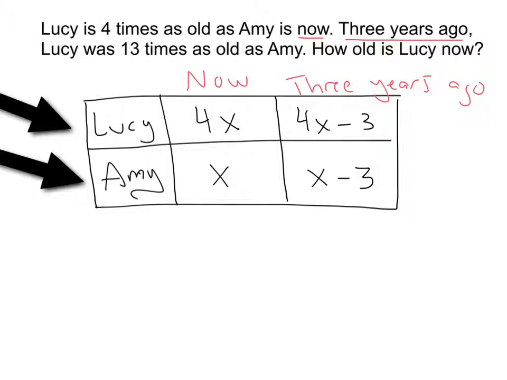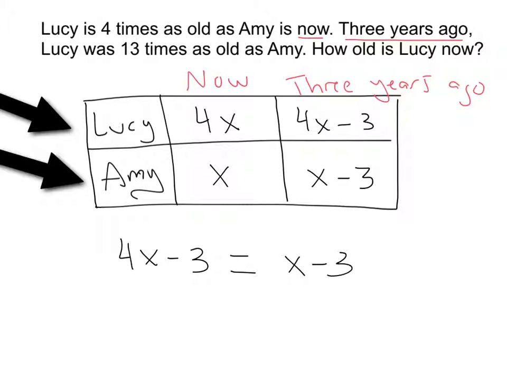Now we need our equation. All right, so let's see what we're comparing here. 3 years ago, so I'm going to use the values in the rightmost column. All right, 3 years ago, Lucy was 13 times as old as Amy. So I'm going to put Lucy on the left, so that's 4x minus 3. And on the right, I'm going to put Amy, which is x minus 3.